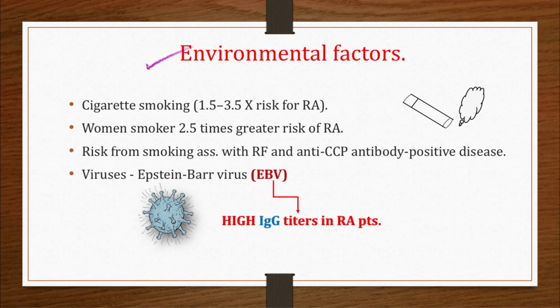Lastly, let's talk about the environmental factors like cigarette smoking. Cigarette smoking puts an individual at 1.5 to 3.5 times greater risk to develop rheumatoid arthritis. Also, women smokers are at 2.5 times greater risk to develop rheumatoid arthritis. The risk from smoking is also associated with seropositive patients who are positive for anti-CCP and rheumatoid factor. Certain viruses like Epstein-Barr virus also increase the risk to develop disease. A patient with Epstein-Barr virus has a high titer of IgG, immunoglobulin G.